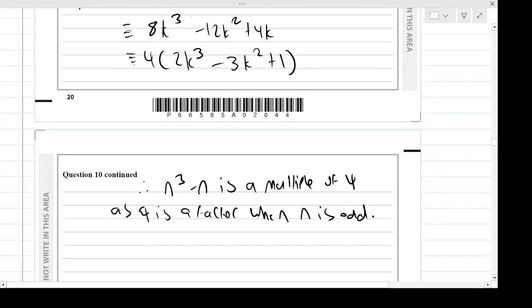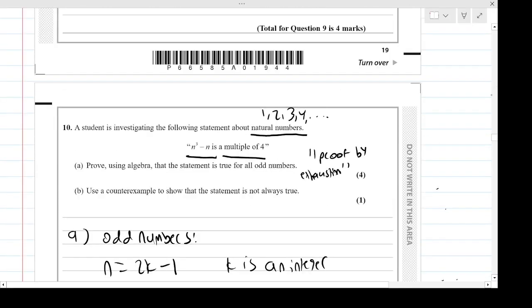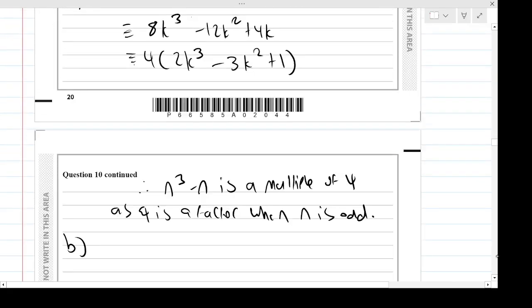Okay, then part B, we now need to use a counter example to show that the statement is not always true. Best way to pick one is to think about the question. We proved it for all odd numbers, so trying an odd number won't work to disprove it. So let's think of an even number. The first even number is 2, so let's try n is 2 and see what happens.